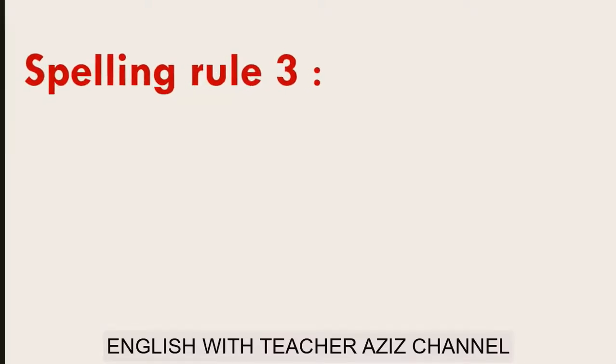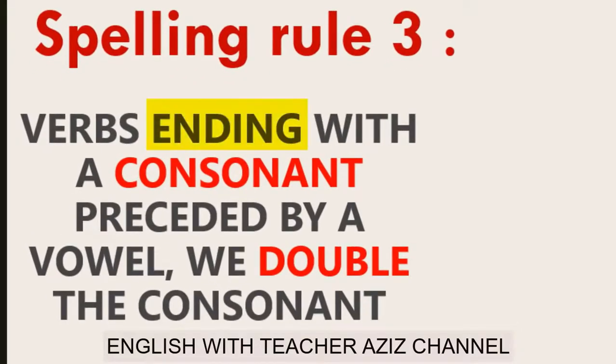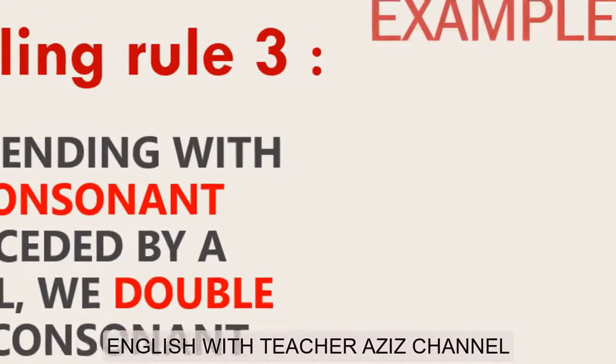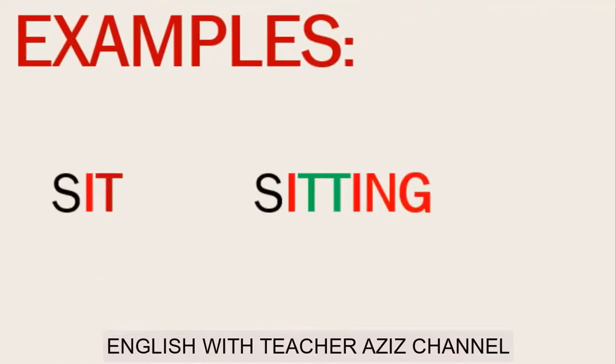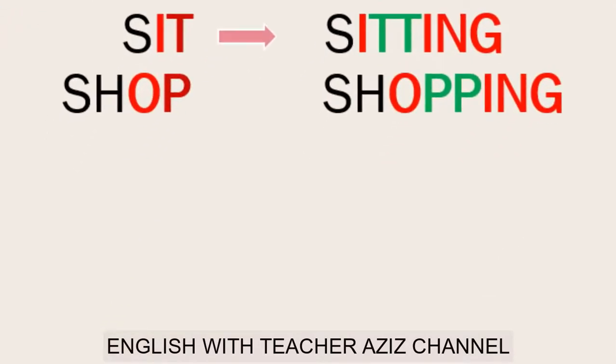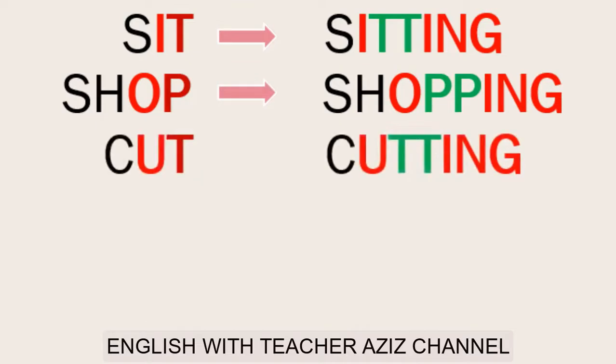Spelling rule number 3. Verbs ending with a consonant preceded by a vowel, we double the consonant. For example, sit, sitting; shop, shopping; cut, cutting.